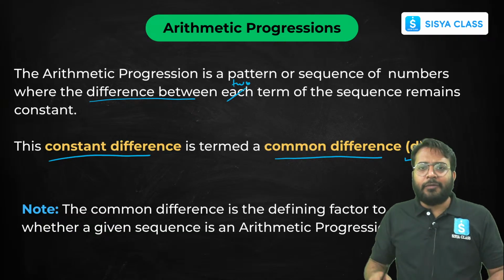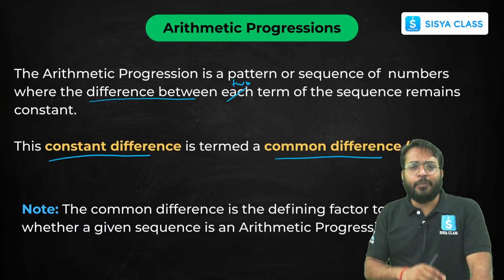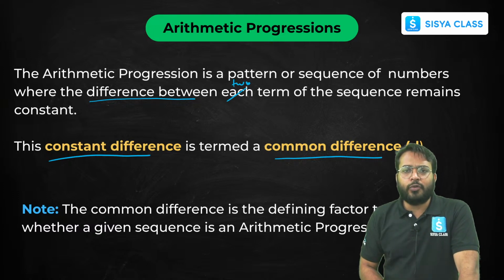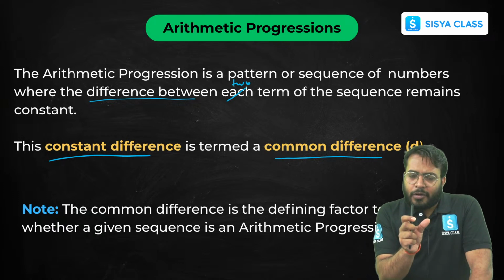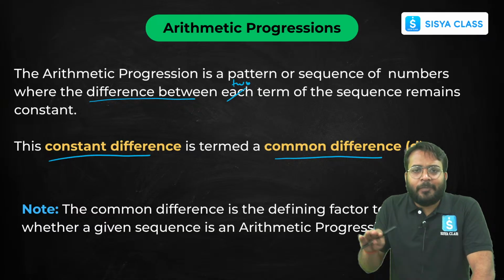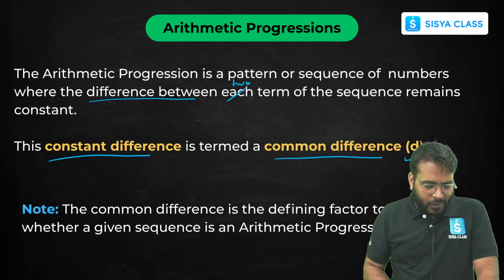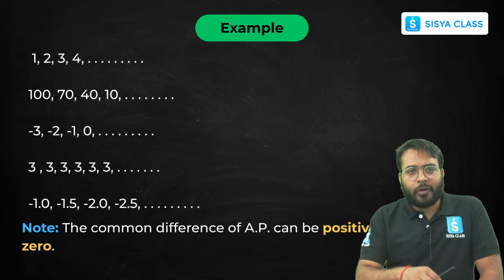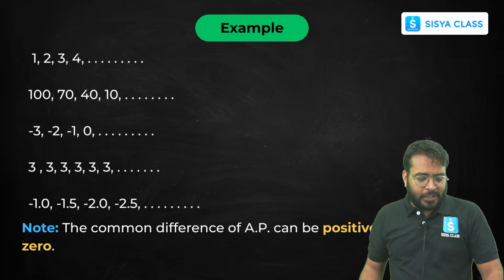Suppose a sequence is given and you are asked to find out whether it is in AP or not. What you will do? You are just going to show that the common difference is the same throughout the sequence. That's it. This is what you are going to prove. In that question, let us see some example questions.